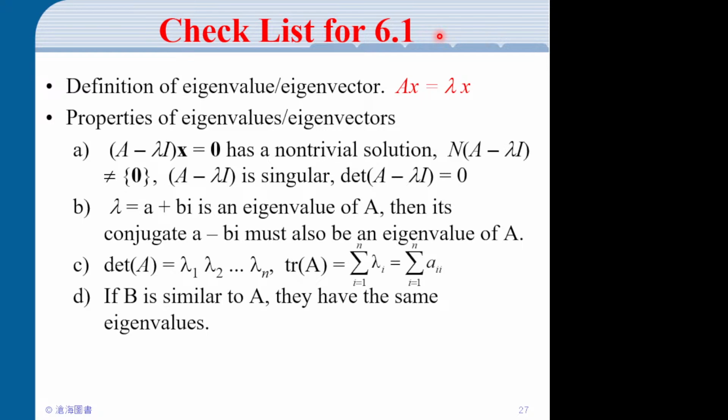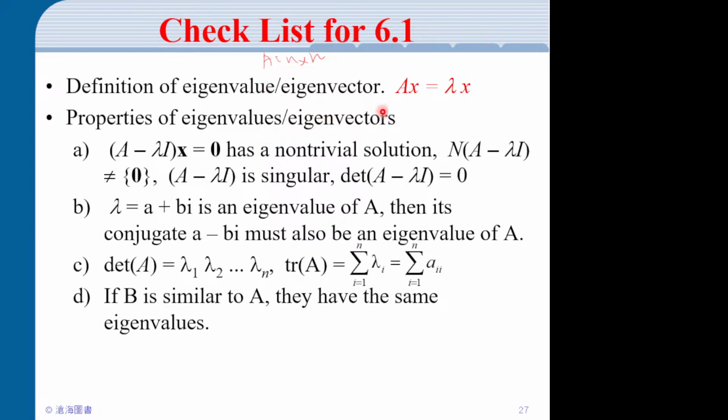Once again, the eigenvalues and eigenvectors are defined by this equation. A is a square matrix, so A is n by n, and the eigenvalue and eigenvector satisfy Ax equal to lambda x, where x is your eigenvector and lambda is your eigenvalue. Lambda is a scalar and x is an n-dimensional vector. From this equation, you can see that (A minus lambda I) x equals 0.